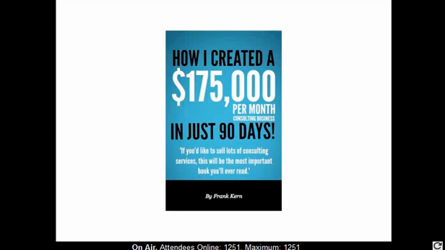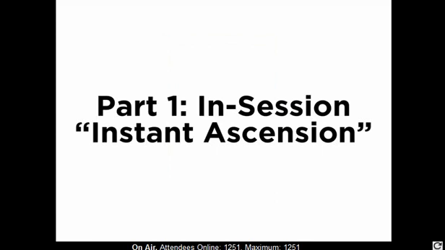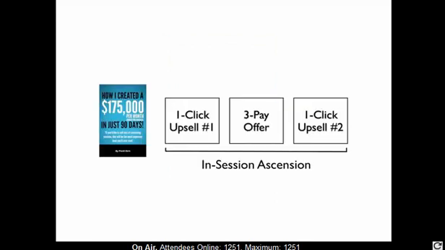Well, I did it in two phases. The first part was the in-session instant ascension, right? This is one-click upsell. So here's how it worked. People bought the book, or rather they just paid shipping only for the book. The book was free. And immediately upon order, they saw one-click upsell number one, and that was for a training for $297. If they didn't take it, I offered to split that payment up for them, and then regardless of whether or not they took that, they saw the second one-click upsell, which was for a product that was two payments of $97, right?